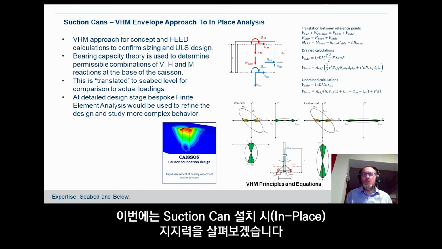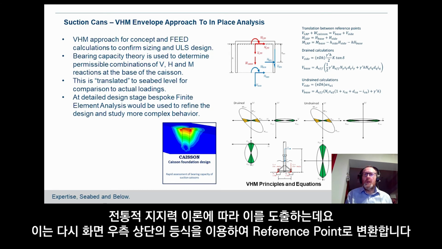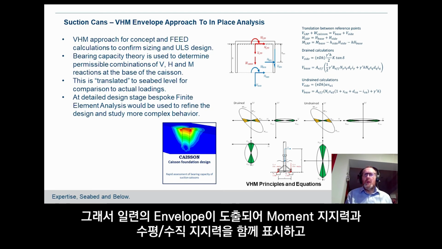So first of all, just talk about in-place capacity, and the first stage during early stages is to look at envelopes of capacity of the foundation in terms of the vertical force, the horizontal force, and the moment that's applied to the suction can. And this is determined using conventional bearing capacity theory, but which is then translated to the reference point at mud line by using the relationships which are at the top of the slide there.